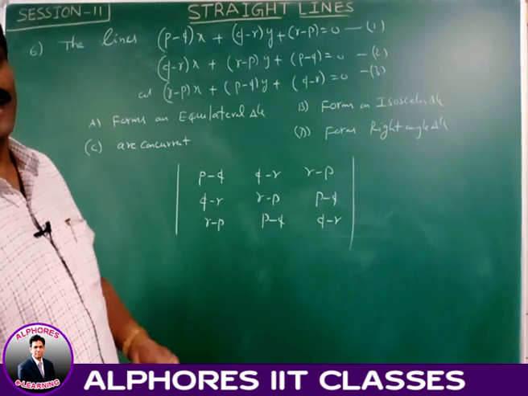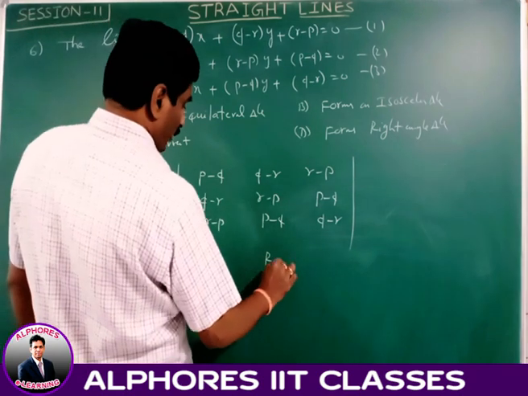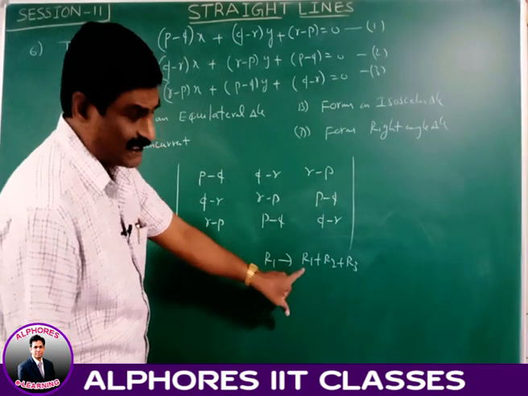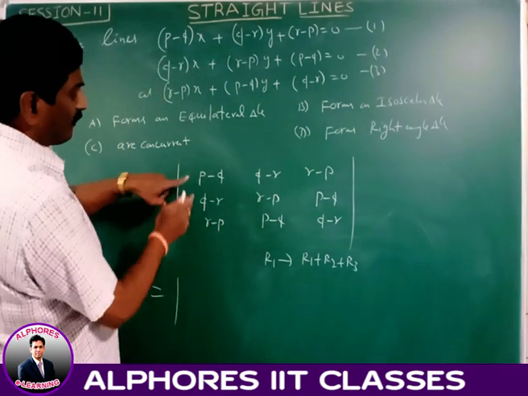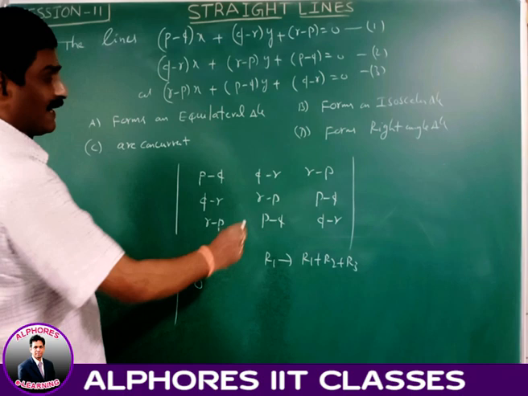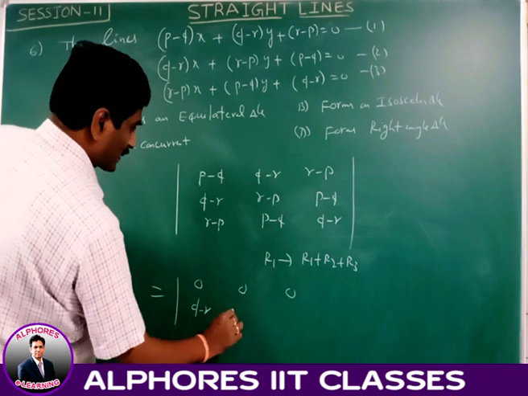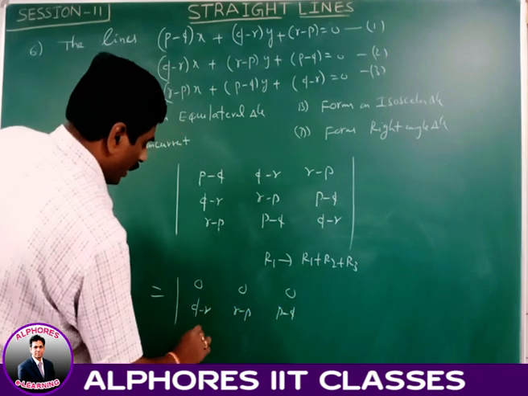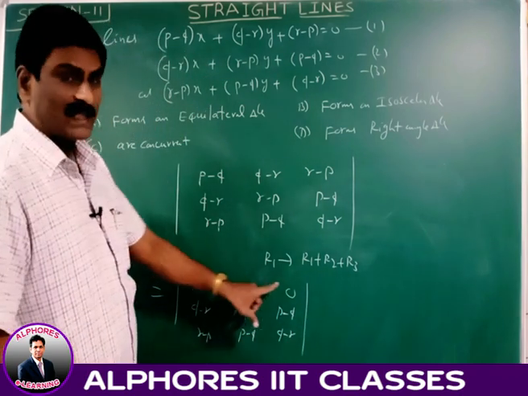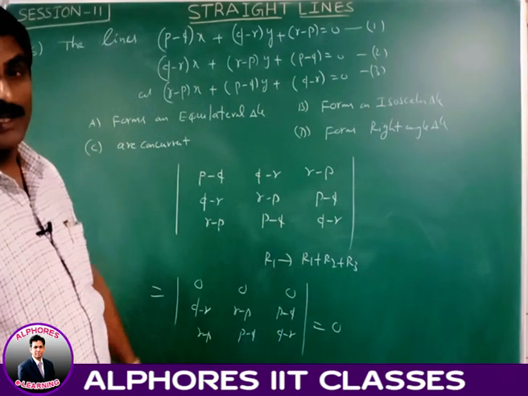Okay, by using elementary operations in matrices and determinants, we do it this way. Please replace R1 by R1 plus R2 plus R3. By using elementary operations, R1 can be replaced by R1 plus R2 plus R3. That means R1 plus R2 plus R3 is p minus q plus q minus r plus r minus p. What is this value? 0. Next, by adding these values, we get 0. Remaining values are same: q minus r, r minus p, p minus q, r minus p, p minus q, q minus r. Here, all the elements in the first row are equal to 0. So, the determinant value is equal to 0. That means determinant value is 0.